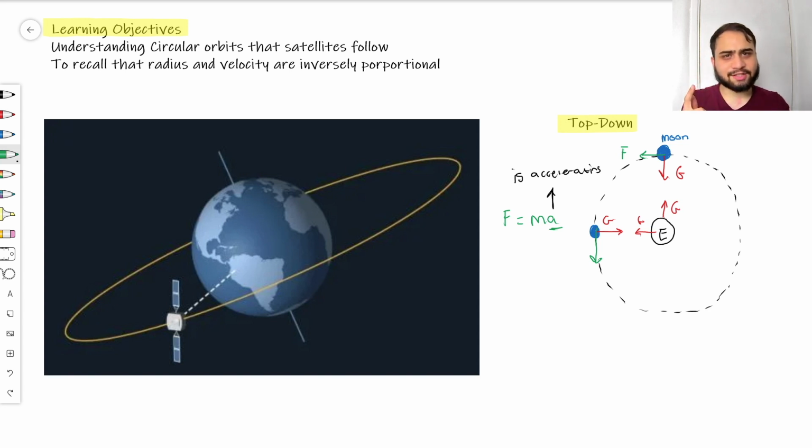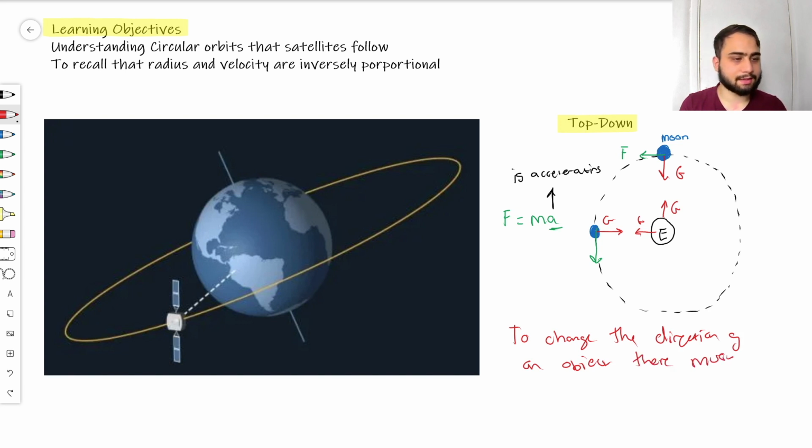Now, what is velocity? Velocity is speed with direction. So to change that, and this is very important, and this is something that students often get confused with, to change the direction of an object, there must be acceleration. That's why we say that the moon is accelerating around the Earth: not so much that its speed is changing, but its direction is changing, and to change direction we need acceleration. So that's why circular orbits also always have an acceleration.